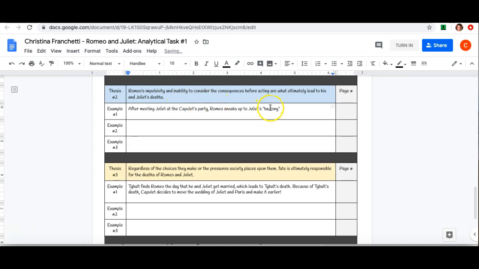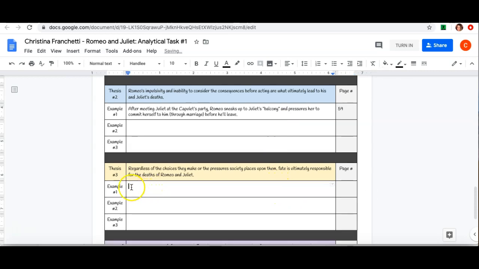Now, this is somebody he had met just maybe like an hour prior, right? So the fact that he is already pressuring her to commit herself to him sends up a lot of red flags. Especially the fact that we know that he had just been in love with Rosalind maybe 2 hours ago, right? So what you would be arguing in this thesis statement is that it's ultimately Romeo's fault for causing their deaths.